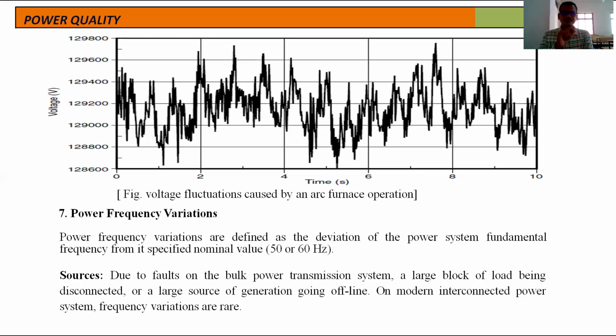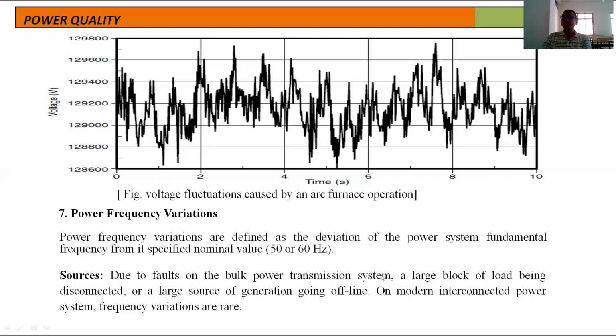Till now I have seen only voltage or current variations, but this is frequency variation. This also comes under power quality problems. The sources of the power frequency variations are faults on the bulk power transmission system, a large block of load being disconnected, or a large source of generation going offline. On modern interconnected power systems, frequency variations are rare. Generally, the power frequency variations are very small.